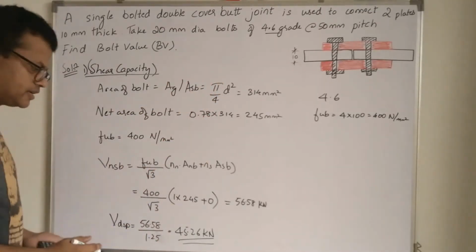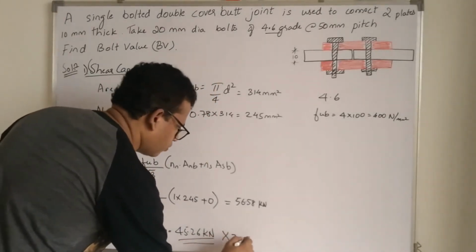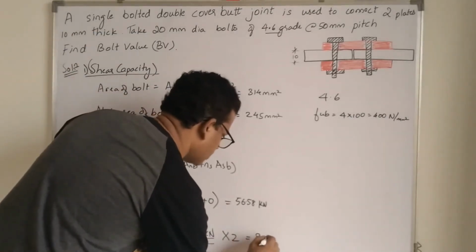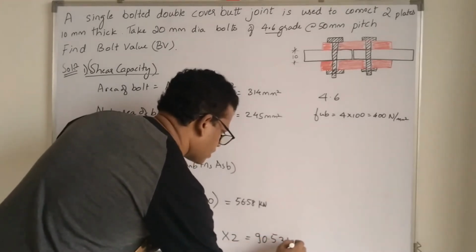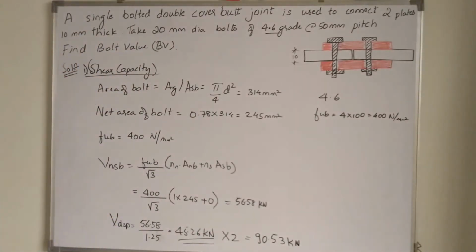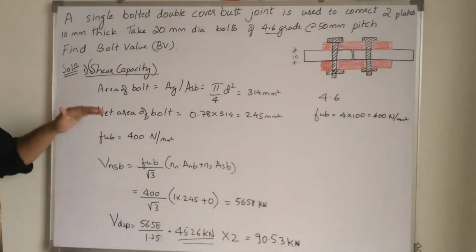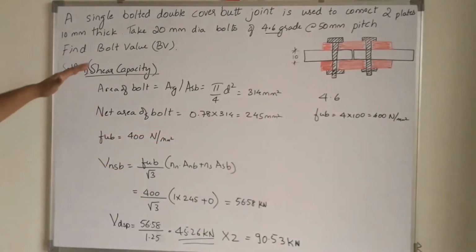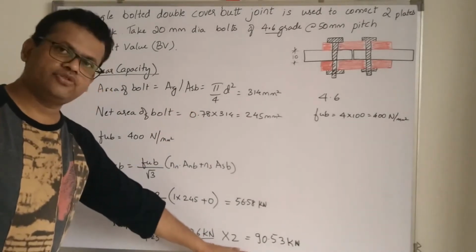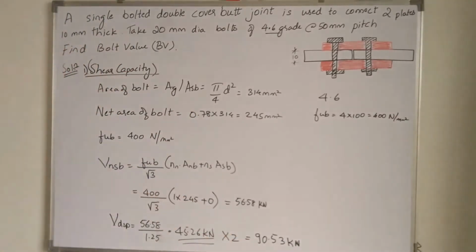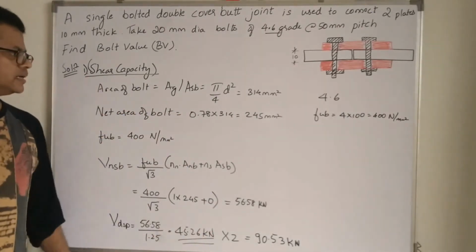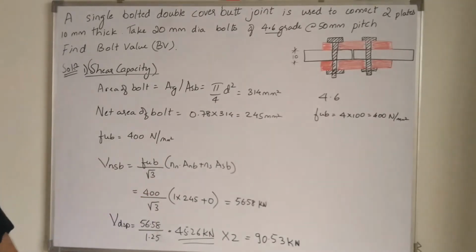Now since the problem is double shear, I will simply multiply it with 2. So this will become 90.53 kilonewtons. Here you can see whether it is a single shear problem or a double shear problem, everything up to this point is same. If it is a double shear problem, just multiply it with 2 and you get the final answer. So the shear capacity of this problem is 90.53 kilonewtons. Next thing will be to calculate the bearing strength.